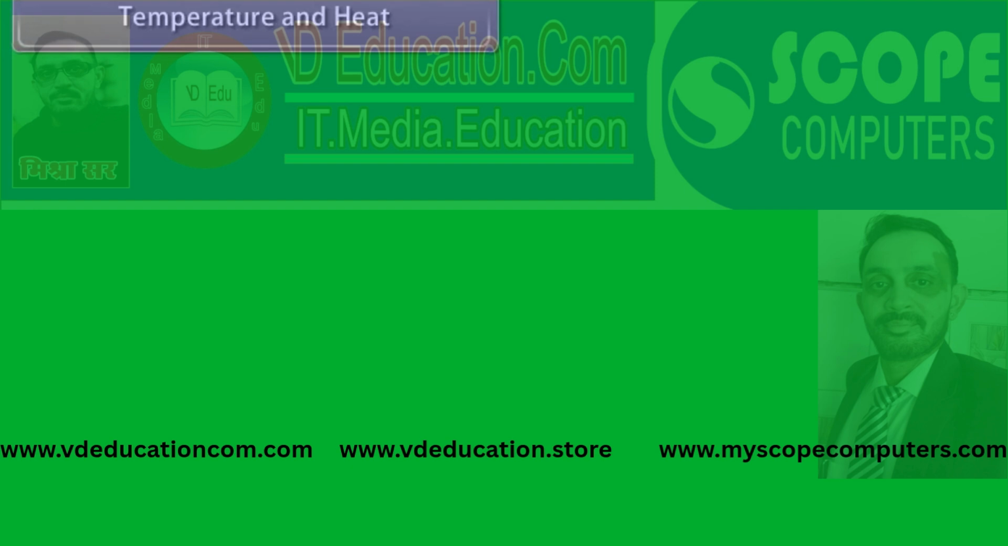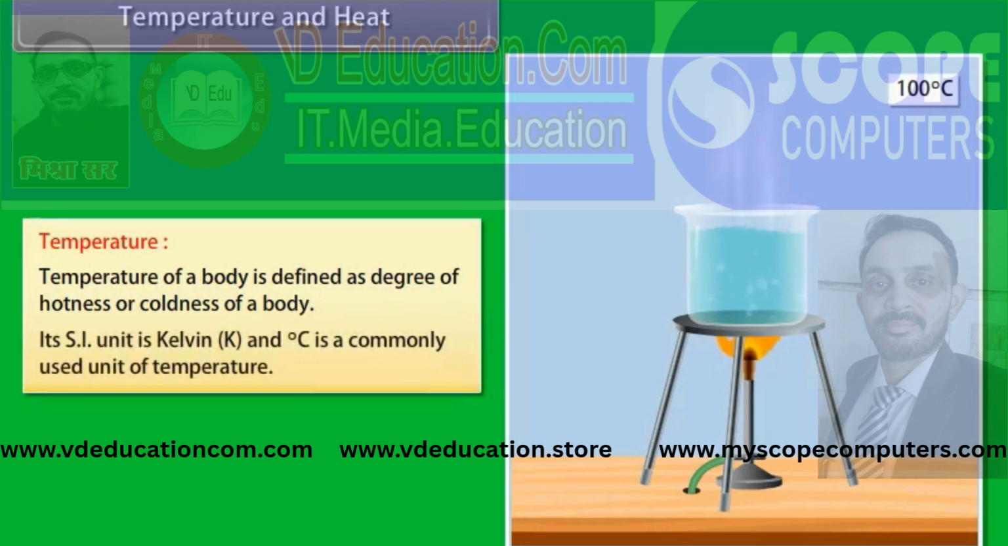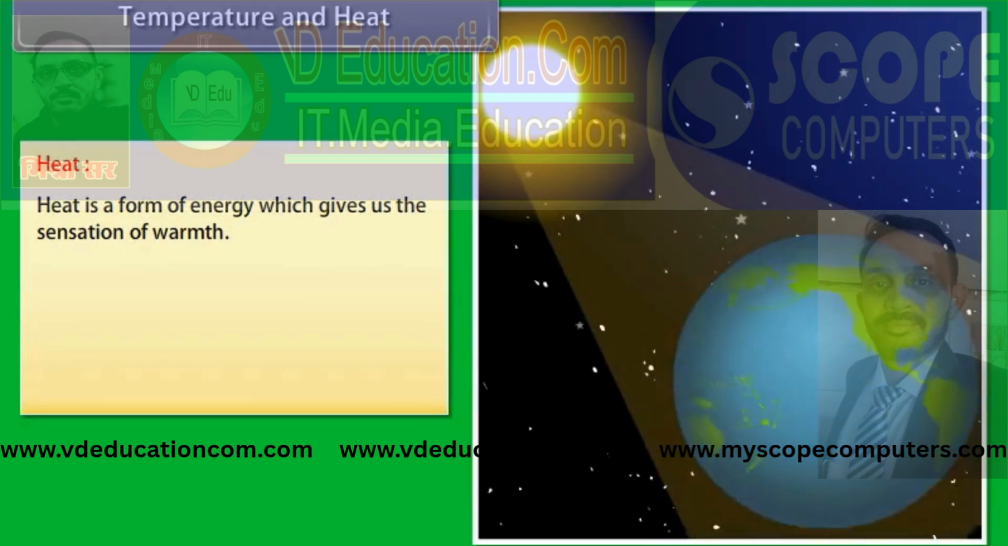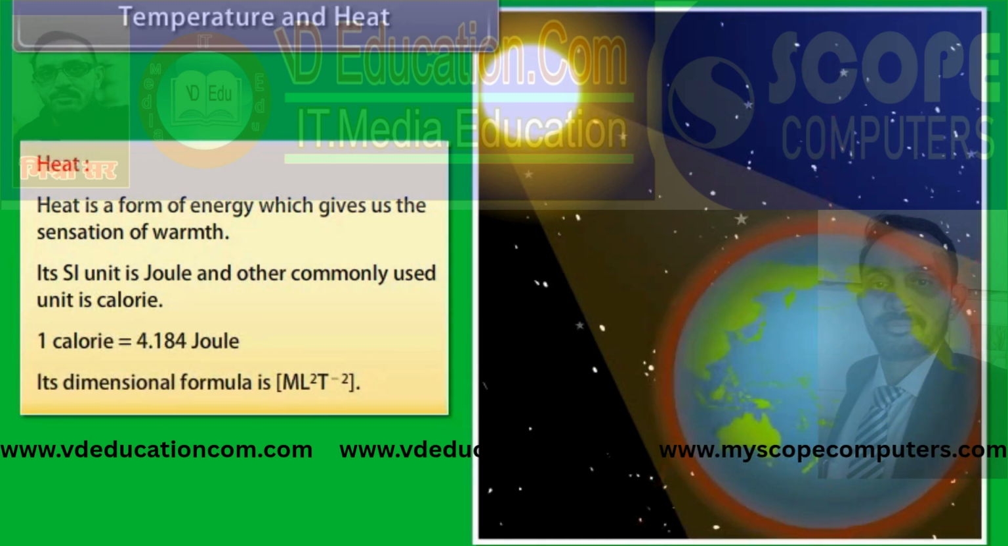Temperature and heat. Temperature of a body is defined as the degree of hotness or coldness of a body. Its SI unit is Kelvin and degree Celsius is a commonly used unit of temperature. Heat is a form of energy which gives us the sensation of warmth. Its SI unit is joule and another commonly used unit is calorie. 1 calorie is equal to 4.184 joule. Its dimensional formula is ML²T⁻².